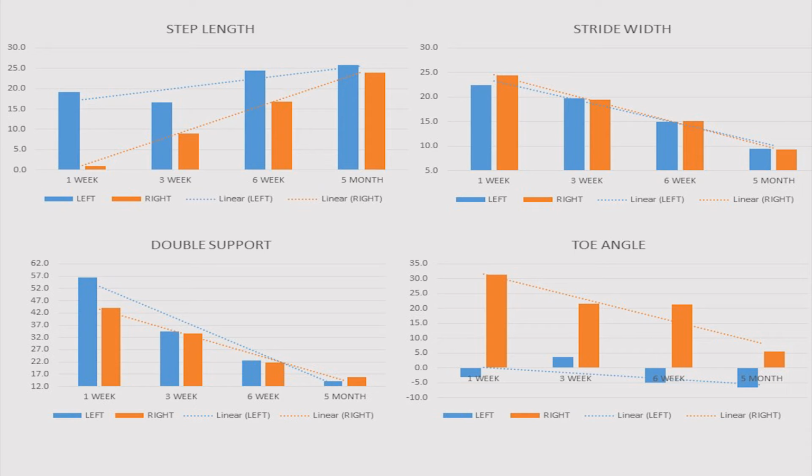His base of support has decreased every single walk, as has his time spent in double support. Also, you can see there in the bottom right, toe angle has decreased significantly as well, with the biggest jump being from that 6 weeks of walking experience to 5 months. We're pretty symmetrical now in toe angle.